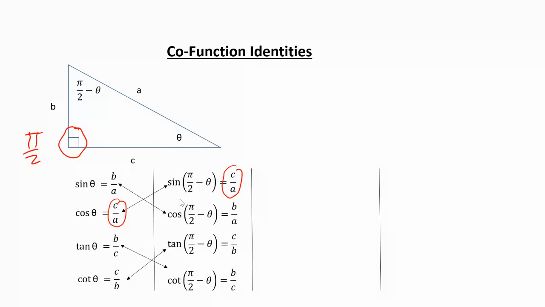So what that means is that we can set up what are called cofunction identities right away. One of those identities would be the following: the sine of pi over 2 minus theta, this thing here, must be equal to this thing here, because they're both equal to c over a, right?